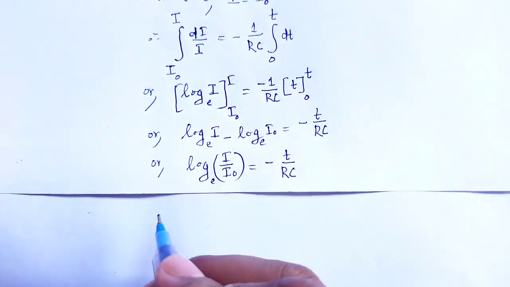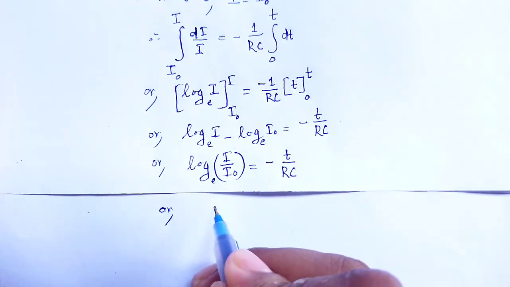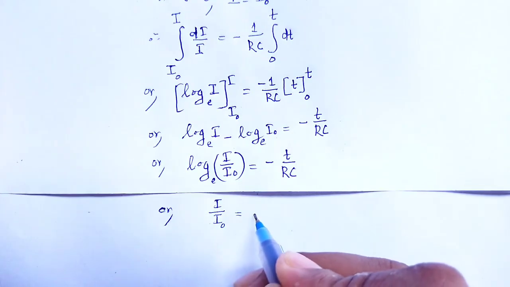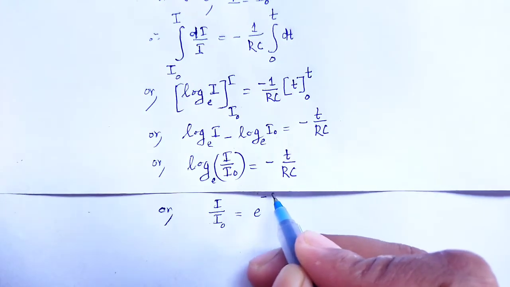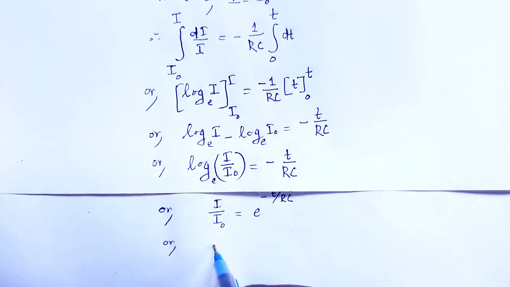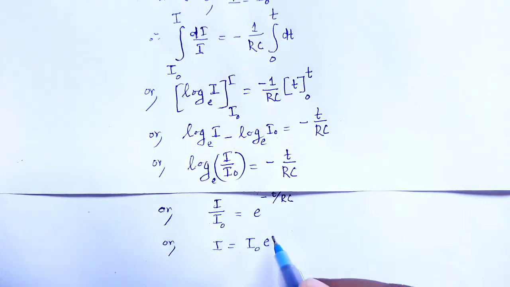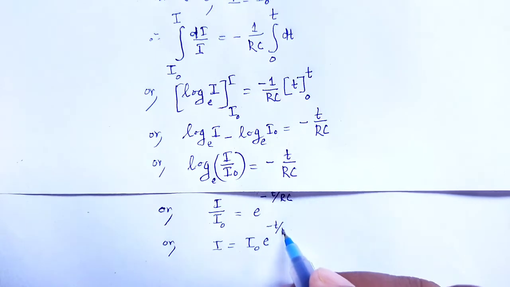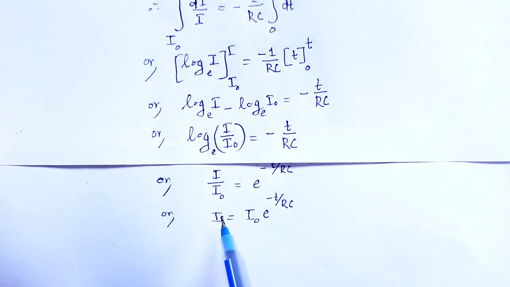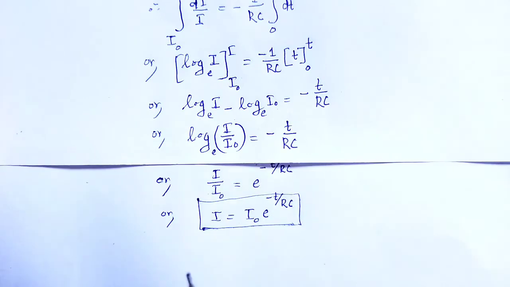Or, taking the antilog, I divided by I naught is equal to e to the power minus t divided by RC, or I is equal to I naught times e to the power minus t by RC. That is the expression for current at time t.